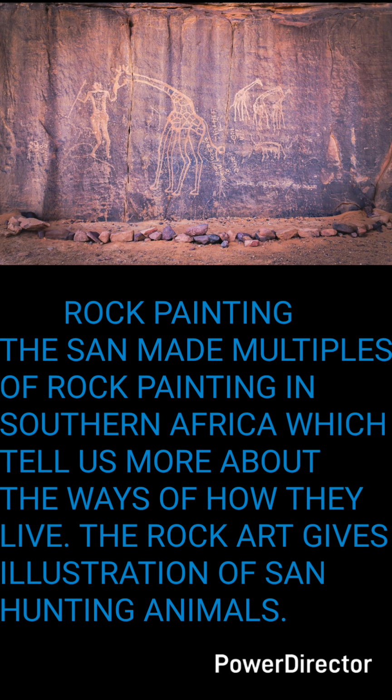Our last component of how we found out about hunter-gatherers and herders is going to be rock painting. The San made multiple rock paintings in Southern Africa, which tell us more about the way they lived. The rock art gives illustrations of the San hunting animals. This tells us that in order for the San to survive, they were using bow and arrows to hunt animals.